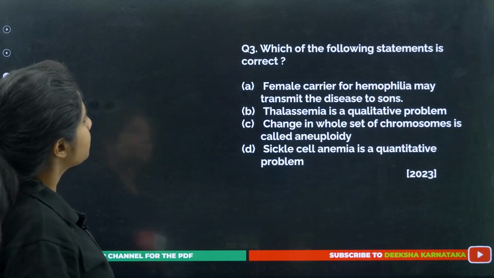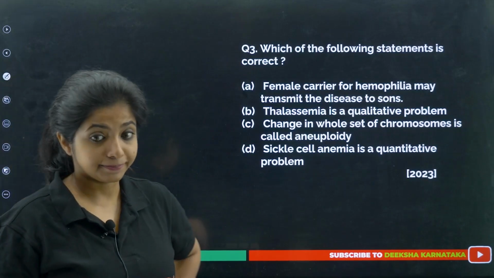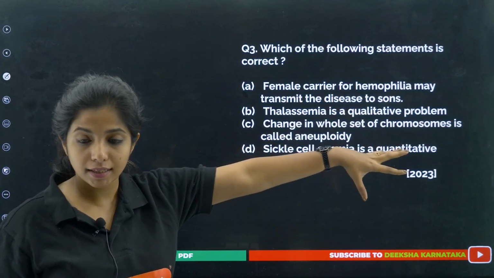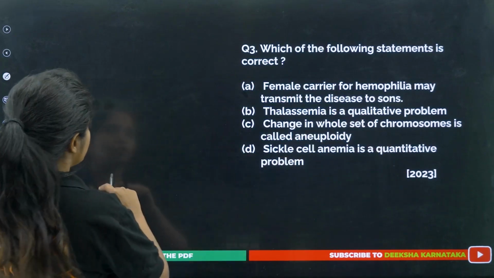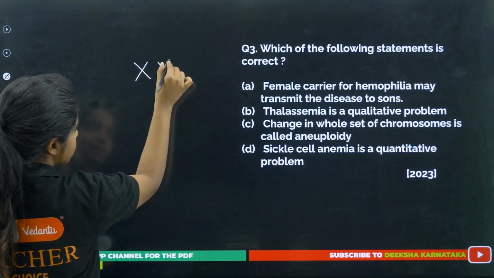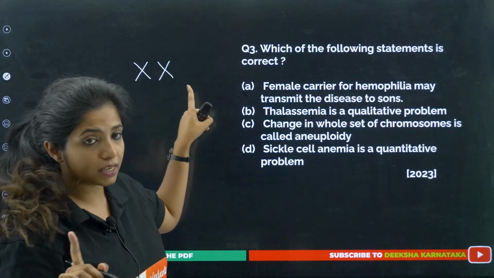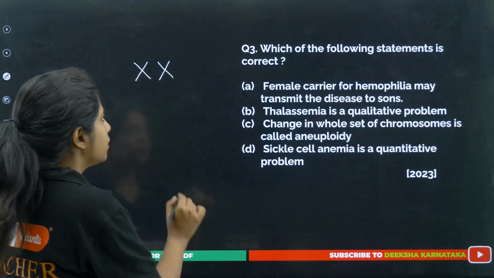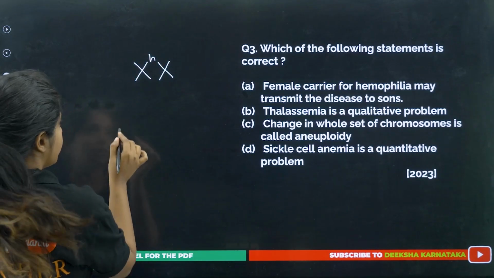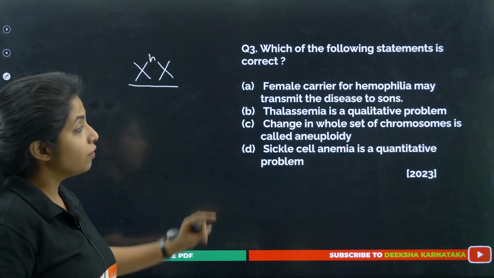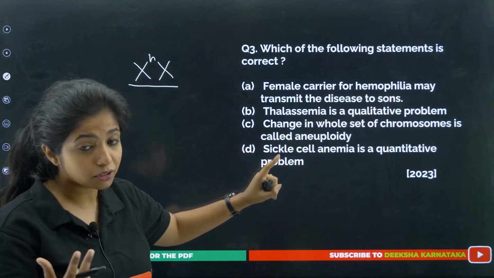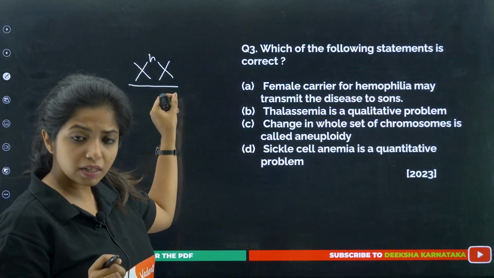Next question. Which of the following statements is correct? Female carrier for hemophilia may transmit the disease to sons. So basically, if that person is a carrier and it's a female, she is XX. For females, you have XX chromosomes, and if that person is a carrier, then only one of the X is having this particular mutated gene. So this is the case of a carrier. Now, a female carrier for hemophilia may transmit the disease to the son. May is the term here. Can she transmit the disease to the son?